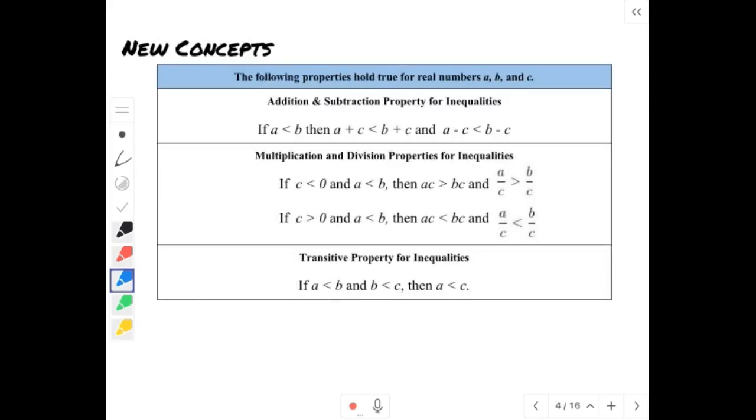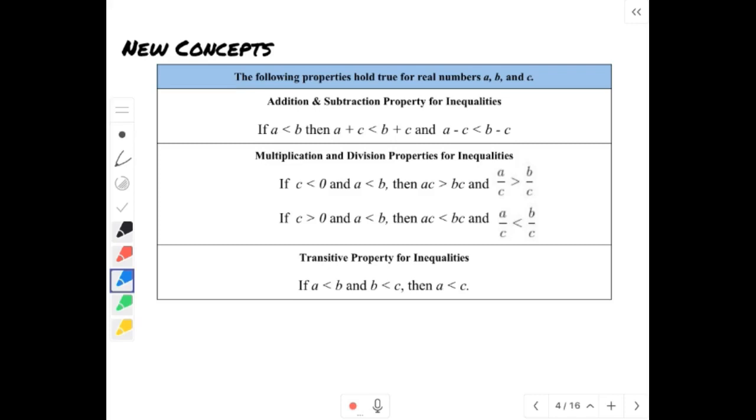And then looking at those first two properties, the addition and subtraction property for inequalities, and the multiplication and division properties for inequalities, I'm not going to spend a ton of time on these. Take a look at them and get them into your notes, but just realize that these are essentially the same thing as our properties of equality that we had in our last Schoology lesson. The only difference is we're dealing with inequalities, so we just have an inequality statement instead of an equation.